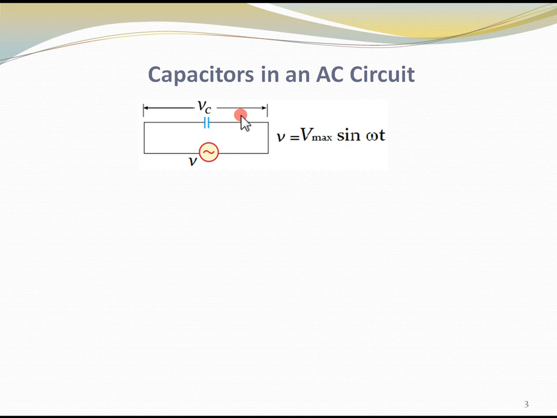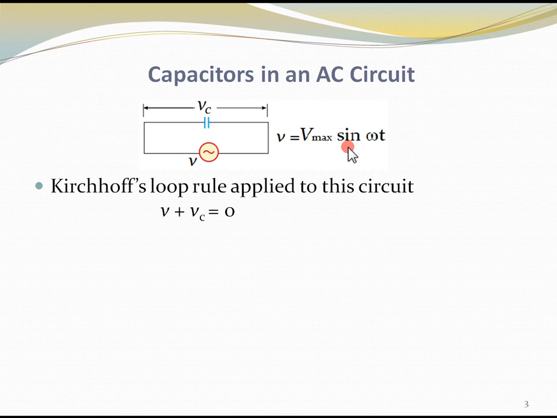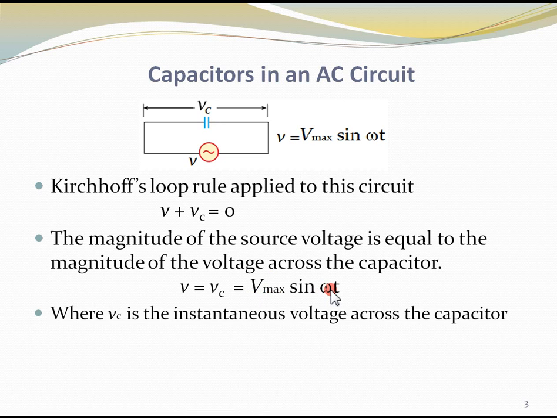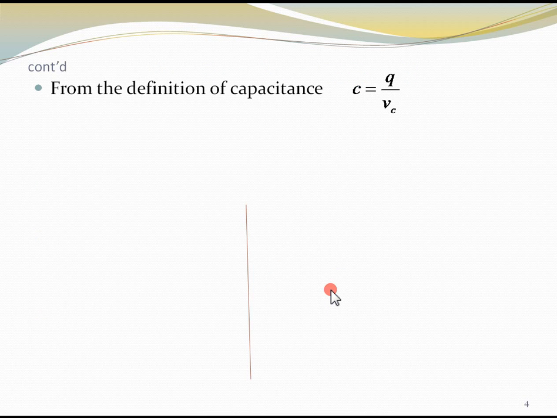Capacitors in an AC circuit. When a capacitor is connected to an AC circuit as shown here, this is the AC source. It produces instantaneous voltage equal to V max sine omega t. According to Kirchhoff's rule, the sum of this voltage and the voltage across the capacitor must be 0. So the magnitude of the voltage across the capacitor turns out to be V max sine omega t. This Vc is the instantaneous voltage across the capacitor.